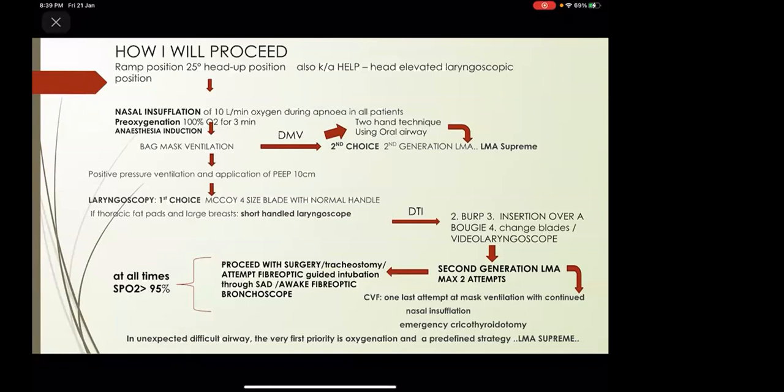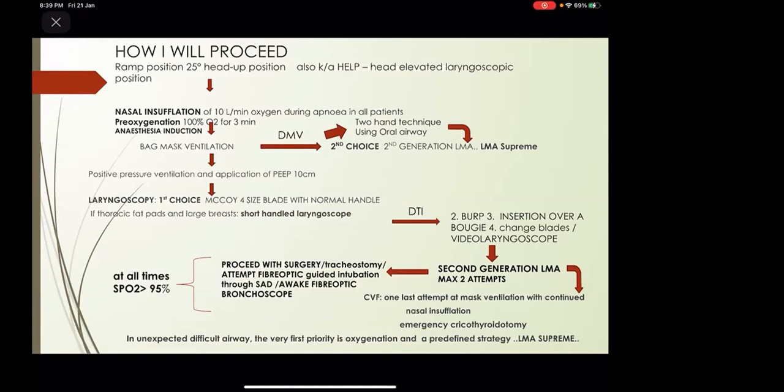My first attempt at laryngoscopy will be using a McCoy blade. In RAMP position, short handle laryngoscopes are not required, but if a normal handle is obstructing, then you can use a short handle one. If there is difficulty in tracheal intubation, I'll do external laryngeal manipulation using BURP, or insert the tube over a bougie, or change blades, or use a video laryngoscope.